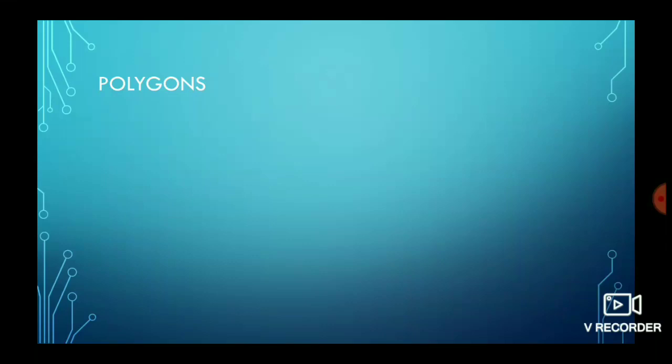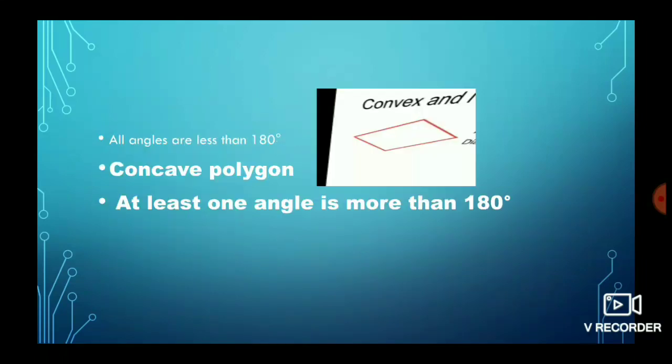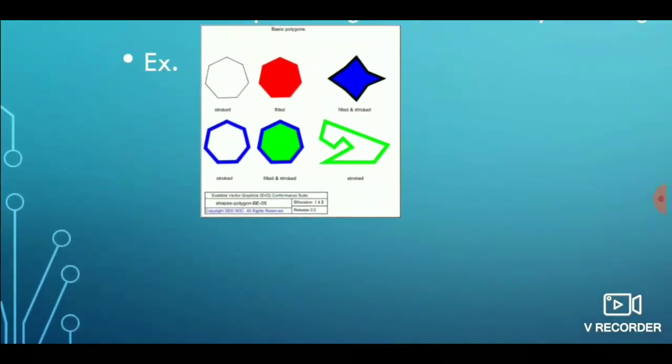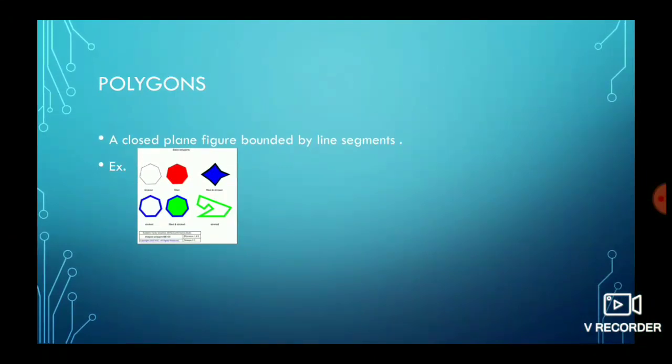polygons. So what are polygons? They are figures that are bounded by line segments, and you can view examples of them. These are the examples of polygons. A polygon is a closed figure bounded by line segments.